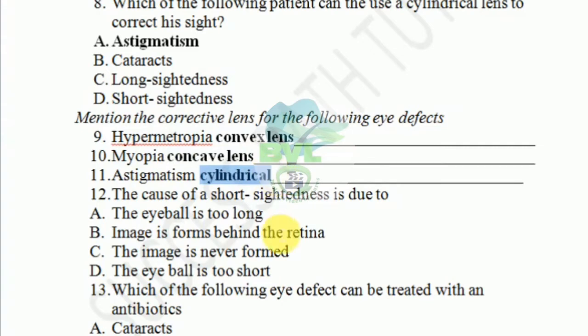Okay, so like I said, the cause of long-sightedness is due to what? Is it that the eyeball is too long, or the image is formed behind the retina, the image is never formed, or the eyeball is too short? It's going to be that when somebody has hypermetropia, the eyeball is too small, so the image is formed behind the retina such that the image is blurred. So you need a convex lens to converge the image on the retina. Alright, while for myopia, the eyeball is too long, so the image is formed in front of the retina, so you need a concave lens that would diverge the rays of light so they can be formed on the retina. So the answer is that the eyeball is too long, that's what causes myopia, otherwise called short-sightedness.